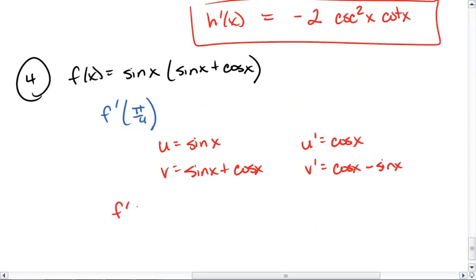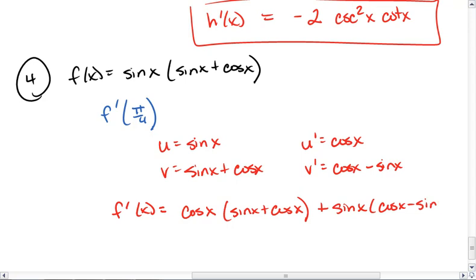So f prime of x equals cosine x times sine x plus cosine x, plus sine x times cosine x minus sine x.